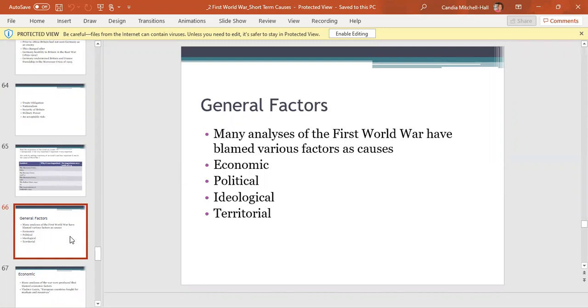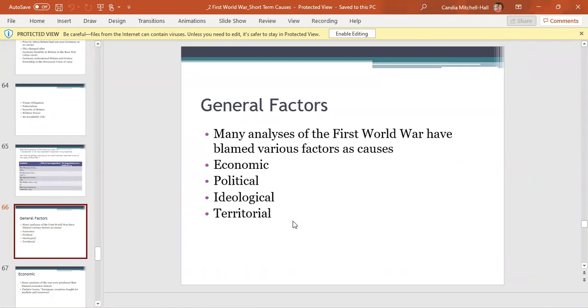So when we are talking about the thematic causes, many historians like to put things in themes. Say, for instance, you go into the exam and they ask you to discuss whether economic reasons were the cause of the First World War. You could say it's not only economic, it's also political, ideological, and territorial, right? These are the different causes, so we put them under themes.